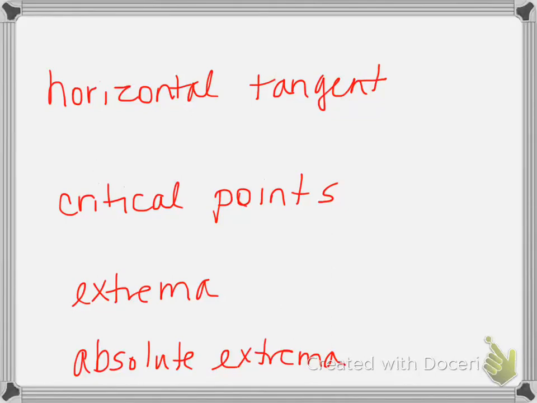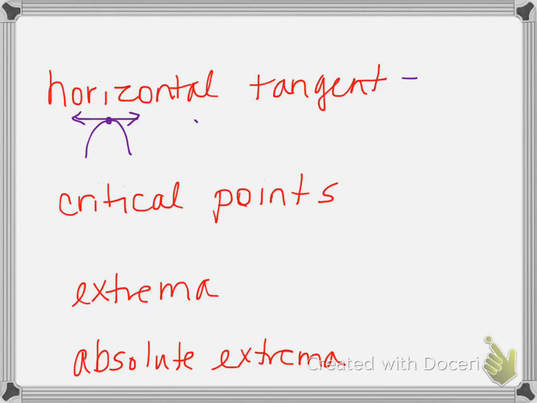Okay, I want to introduce you to some vocabulary. Most of the vocabulary is probably familiar to you, but we're going to do it in terms of calculus. So first of all, a horizontal tangent would be a place where if you found the tangent line, that tangent line would be flat. For example, right there would be a place where there's a horizontal tangent line.